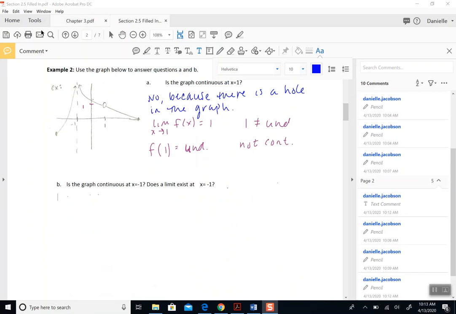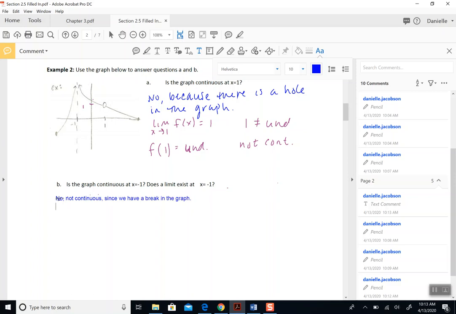So now let's move over to the left and look at x equals -1. It asks, is the graph continuous at x equals -1? Think of the answer to that. And the answer would be no. No, it's not continuous. Okay, and that is because we have a break in the graph.